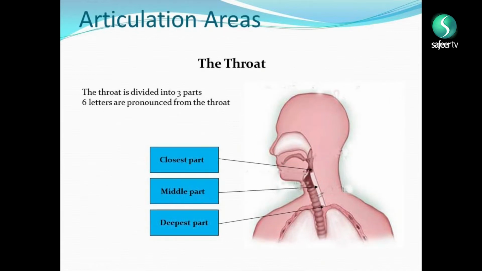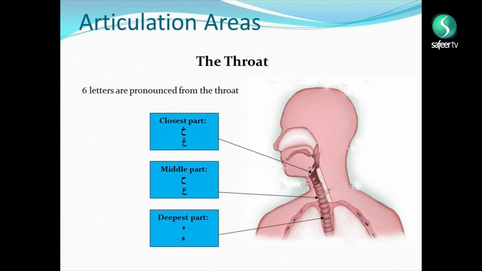The articulation point which is the throat is divided into 3 parts. We start from the lower part, which is the deepest part. In the deepest part we have 2 letters, in the middle part we have 2 letters, and in the closest part we have 2 letters. The reason we call it the closest part is because it's close to our tongue. So then we have the letters.